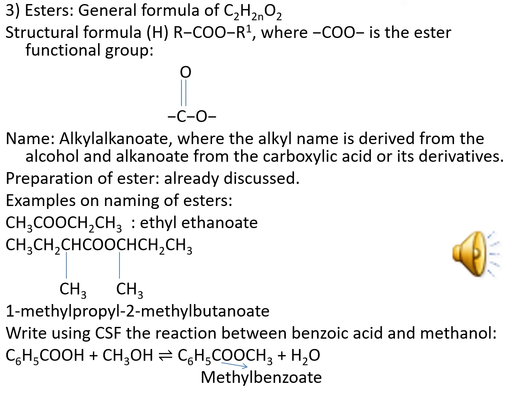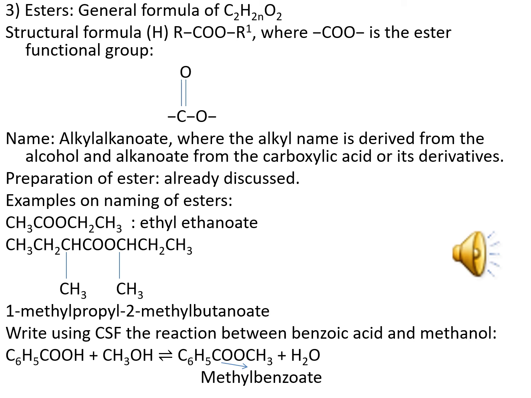When using condensed structural formulas, the reaction between benzoic acid and methanol. I'm just using an example right here. So using condensed structural formulas, we have to write down the reaction between benzoic acid and methanol. Benzoic acid is C6H5COOH, and the methanol is CH3OH. Of course, it's a reaction in equilibrium, producing the methyl benzoate plus the H2O.